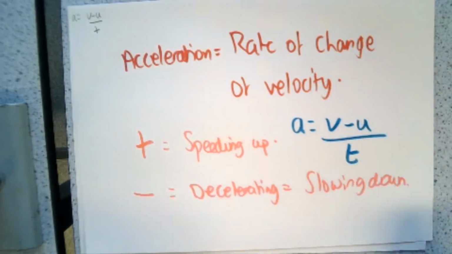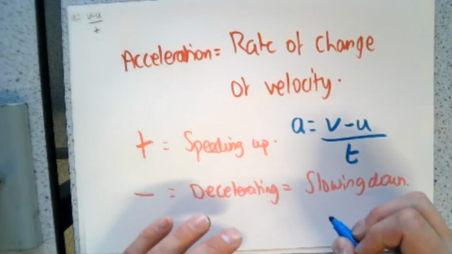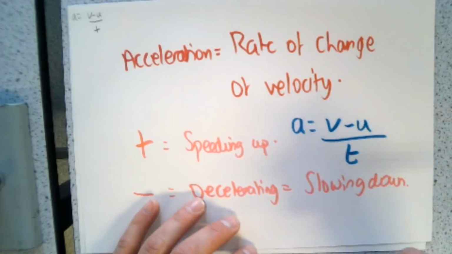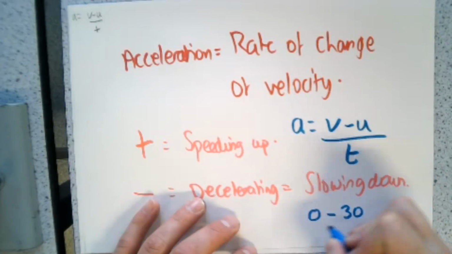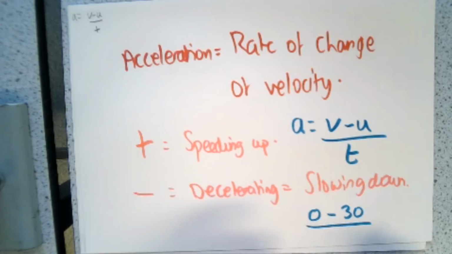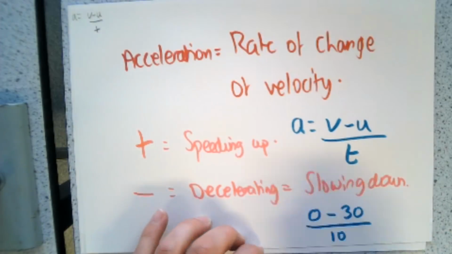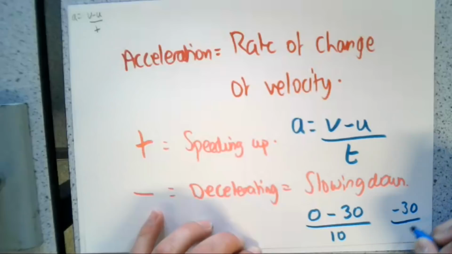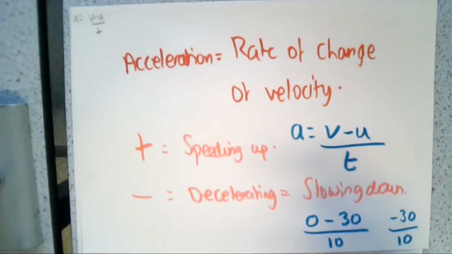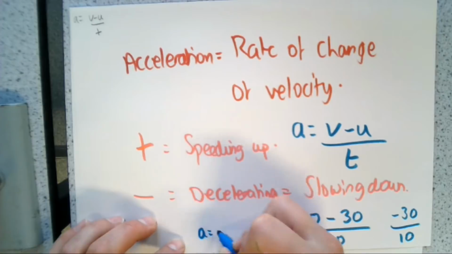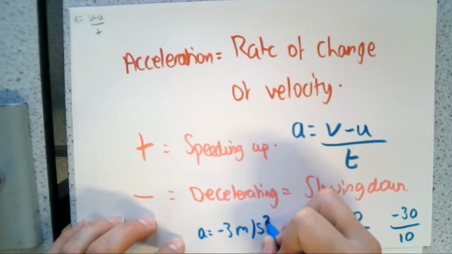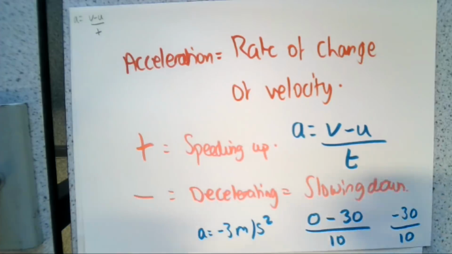And that's why, if you've got an object slowing down, for example, you might have a car that started at 30 meters a second and then went to 0. So the final speed is 0, the starting speed was 30. And let's say to come to a stop, it took 10 seconds. 0 minus 30 is minus 30, divided by 10. That gives you an acceleration of minus 3 meters per second squared. So that isn't wrong. It just means the object's slowing down, and you can see that's where the negative number comes from. Okay.